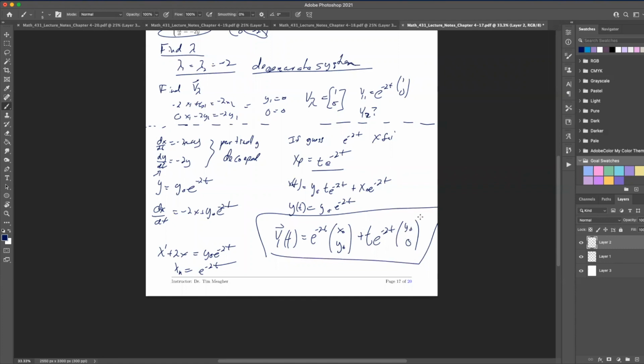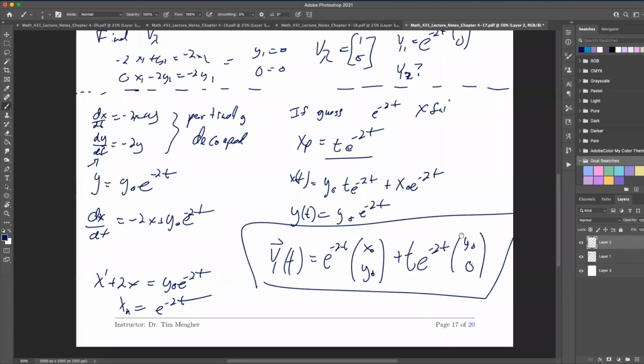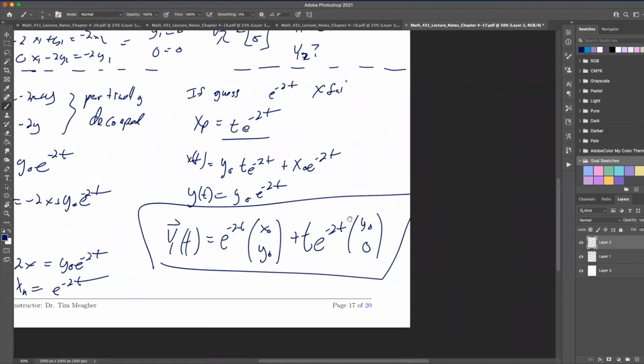And what's wonderful about this solution right here is that given an initial condition, some x naught, y naught, I don't have to solve for any of the constants. I can just plug them in. This is where x naught goes, this is where y naught goes, this is where y naught goes, and this is a 0.